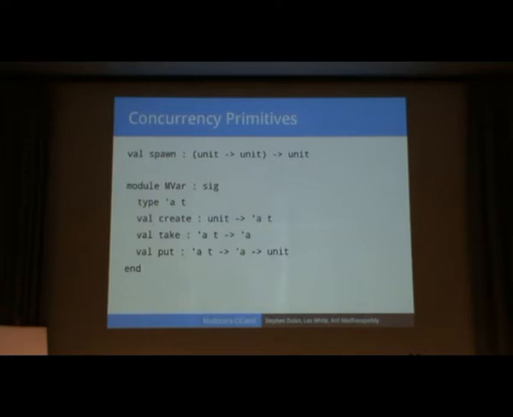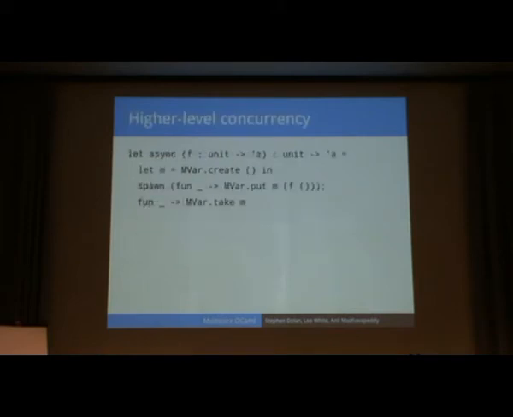And spawn just creates a new fiber by taking a unit-to-unit function and doing it asynchronously in the background. So one useful primitive you can build out of this is a general async function, which takes some work, just of type unit to alpha, and gives you back something of type unit to alpha. This is a simple implementation; there are better ones. The work is done asynchronously in the background, and eventually you can ask for the result. So you don't have to block on doing the work in order to wait for the results. You can just start doing it and wait for the result later on.